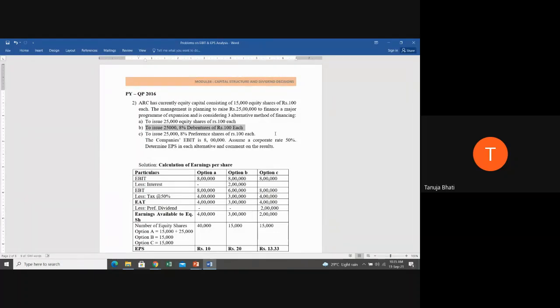Under second option, does it have to pay the interest to the debenture holders and preference dividend, or either of one it has to pay? What is the situation in option B? Does it have to pay interest to the debenture holders? Yes or no? Yes, ma'am. Okay. In the third option, does it have to pay dividend to the preference shareholders? Yes, ma'am.